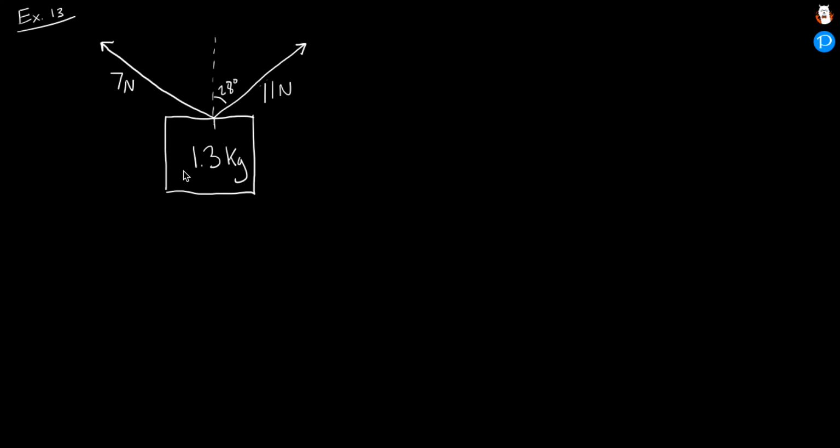The first part of the question says, at what angle, with respect to the vertical, should Billy exert his force if the box is to accelerate straight upward? So we're trying to determine this angle right here, in order for this box to accelerate straight upwards.